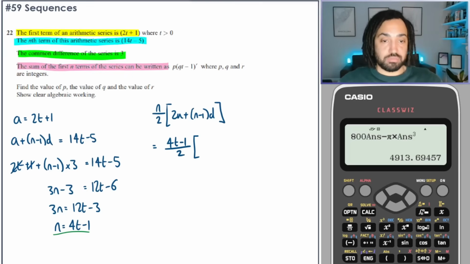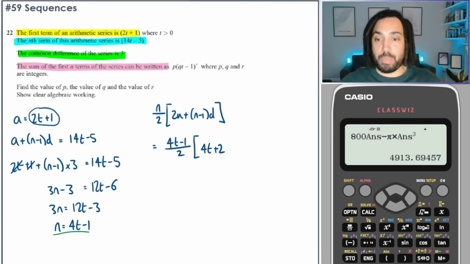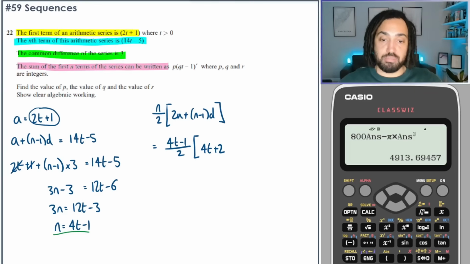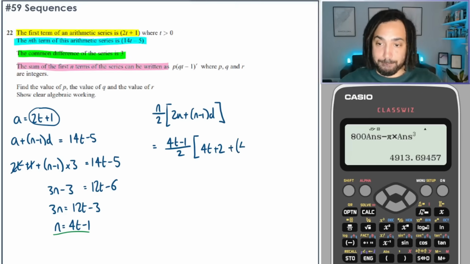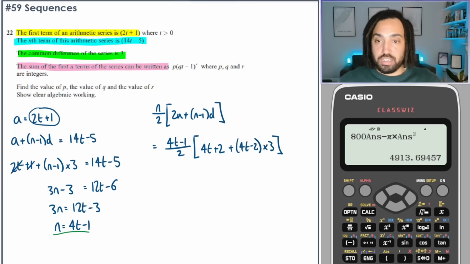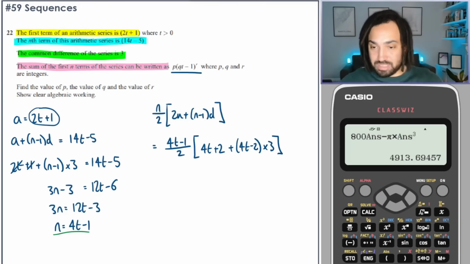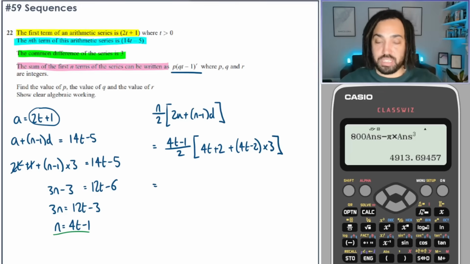2 lots of a is 2 lots of this, so that's 4t plus 2, so I'm doubling a. N minus 1, well I know what n is, 4t minus 1, so n minus 1 will be 4t minus 2. And that's times by d, which is 3. Okay, I know that it's got to be this form, but I'm just going to try and simplify it first before I deal with that.